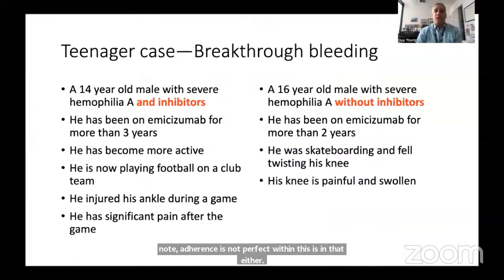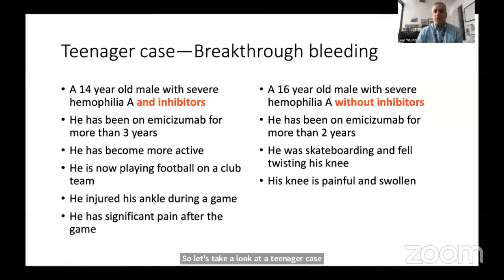So let's take a look at a teenager case, breakthrough bleeding. Let's imagine on the left side we have a 14-year-old male with severe hemophilia A and inhibitors. He's been on emicizumab for more than 3 years. He's become more active. He's now playing football, meaning soccer, on a club team. He injured his ankle during a game and he has significant pain.